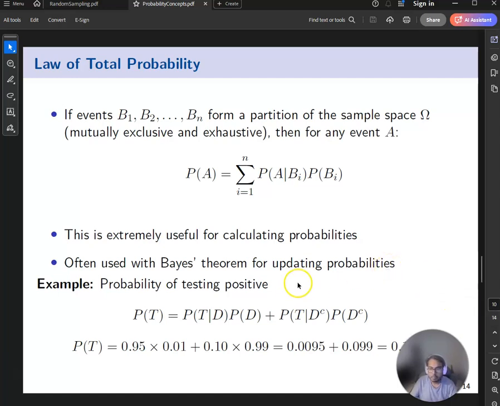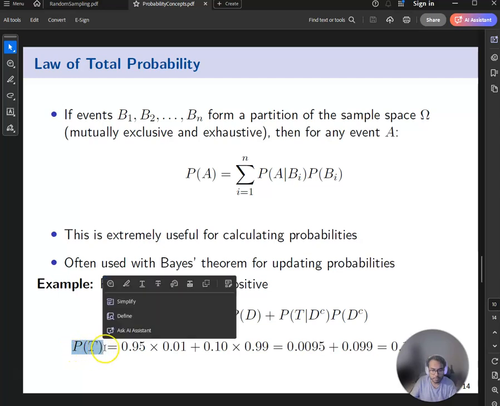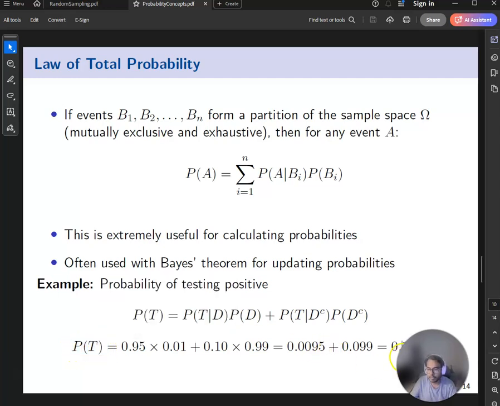And in the medical example, using this law of total probability, we can update our probability that the person tests positive to 10.85%. So about 10.85% of the population will test positive, even though only 1% actually has the disease.